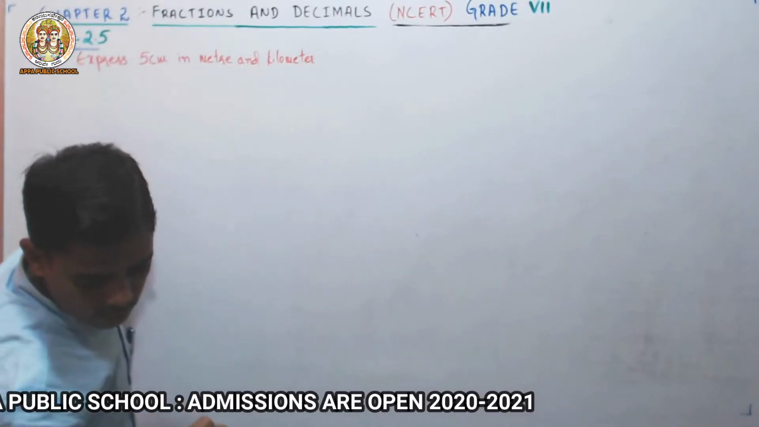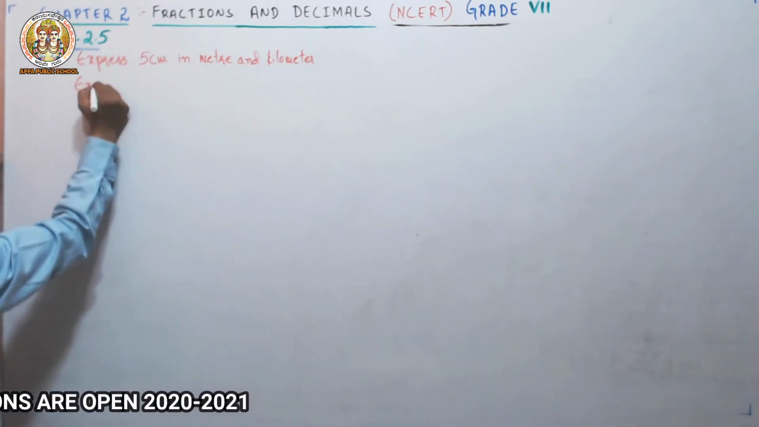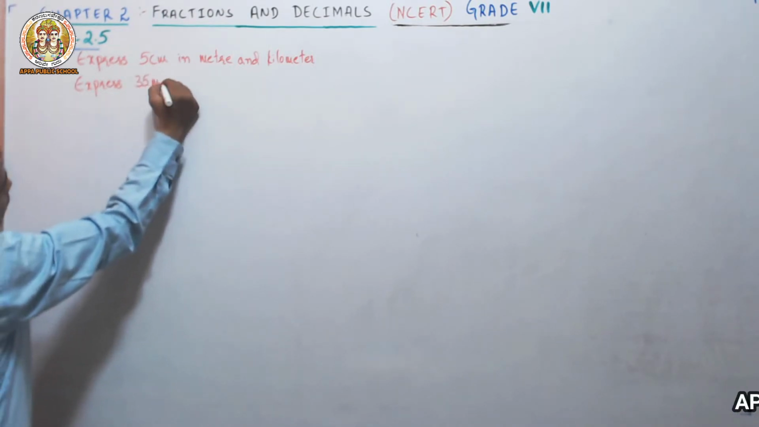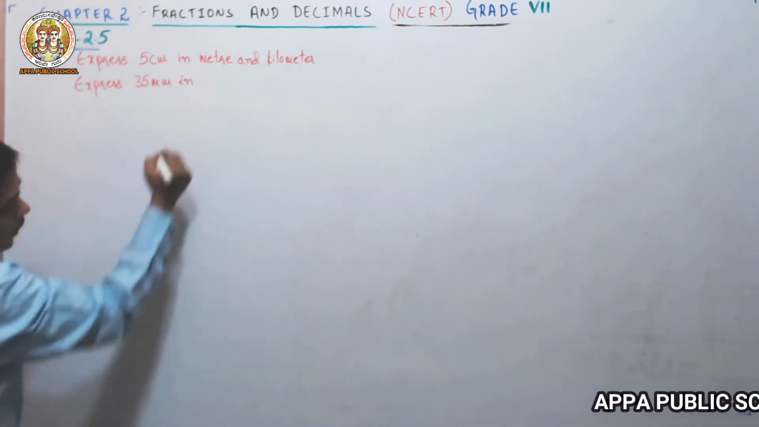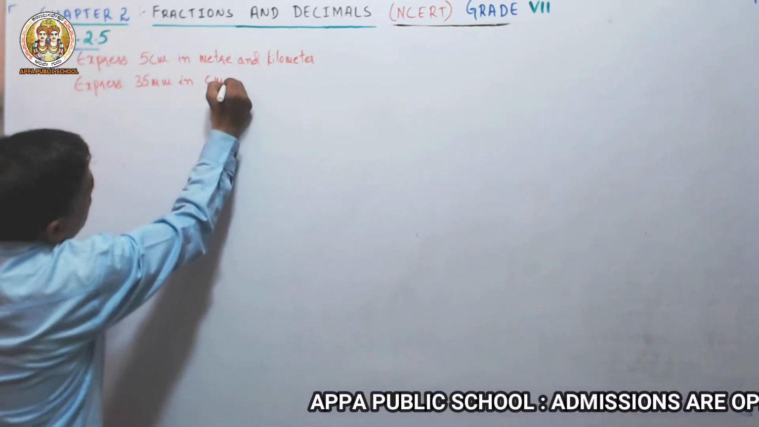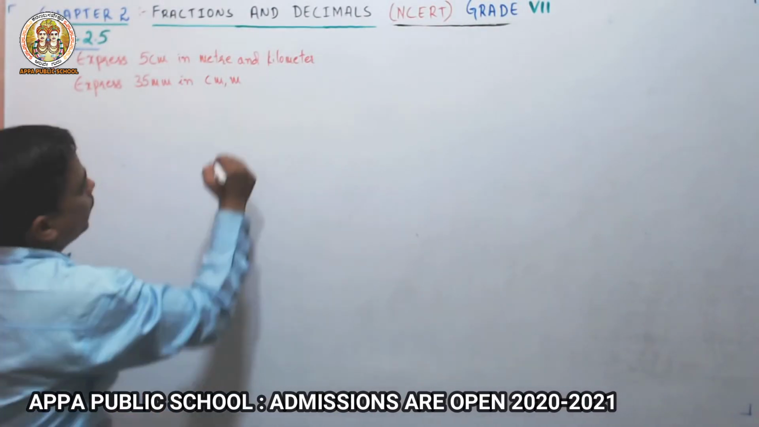The second bit is: express 35 millimeter in centimeter, meter and kilometer. So we have to convert it into centimeter, meter and kilometer.